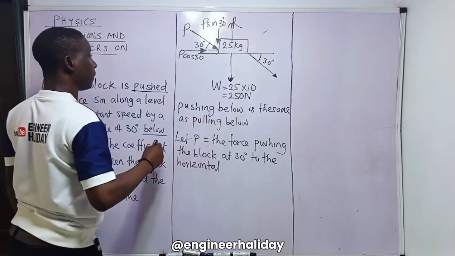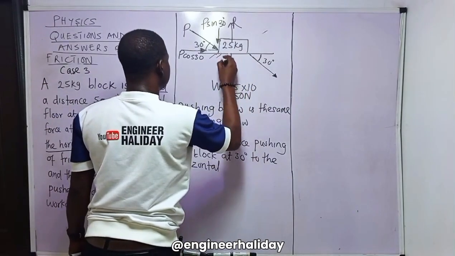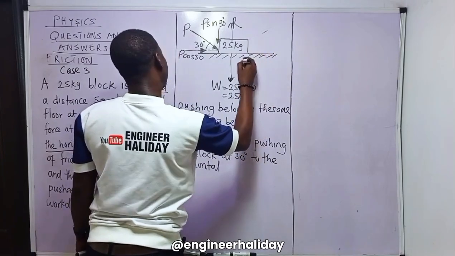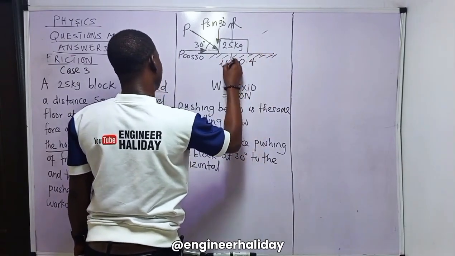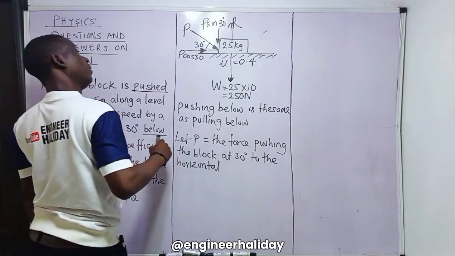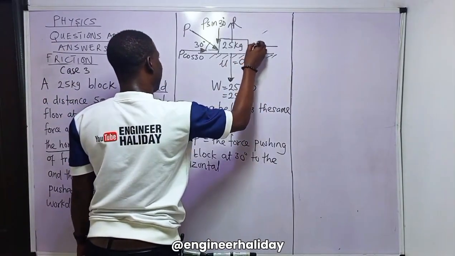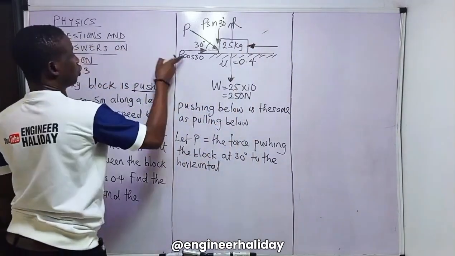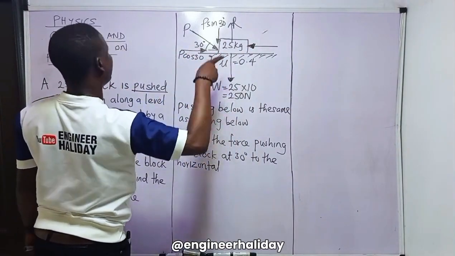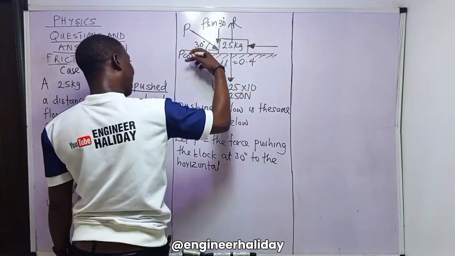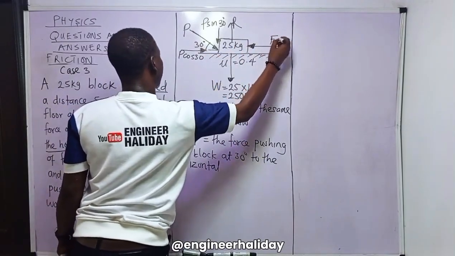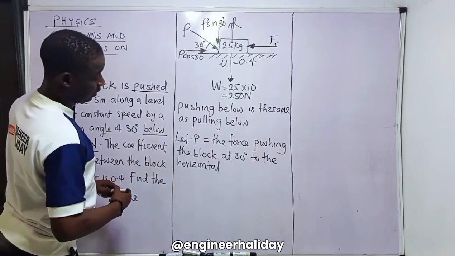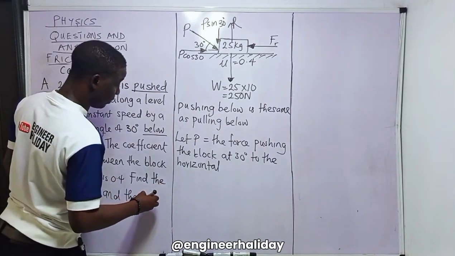Now, the frictional force. Because this is a rough surface, the mu is equal to 0.4. Don't forget, the frictional force will act in this way. Why? Because motion is likely to go that way, forward, so friction will go backward, against the motion. Now we have gotten all our forces on the block.